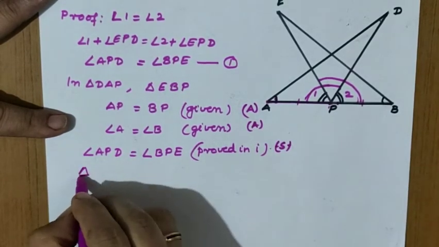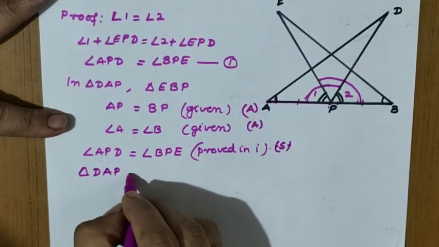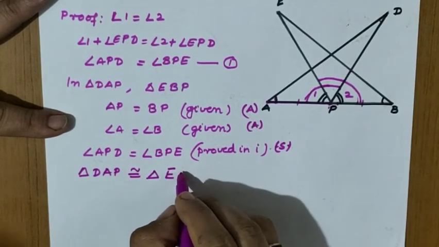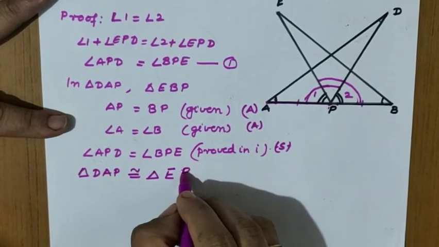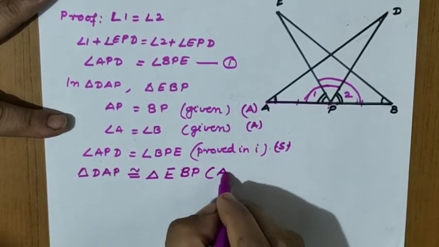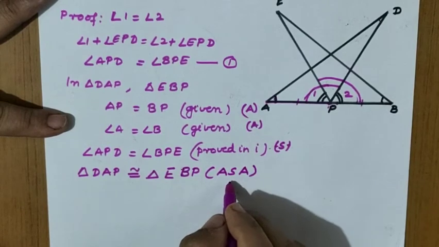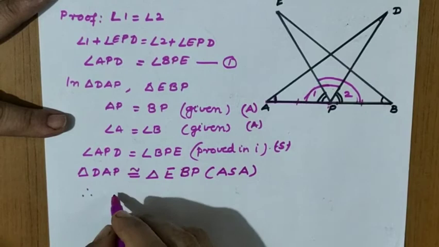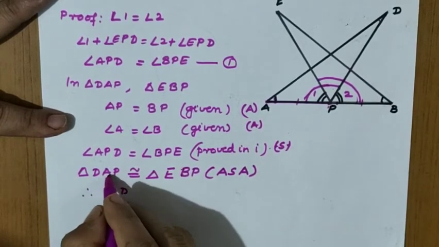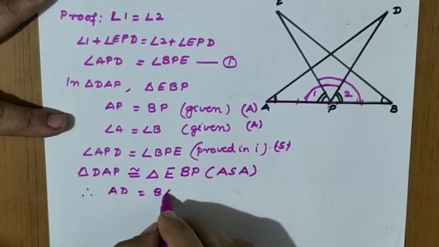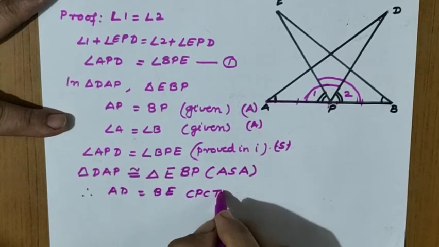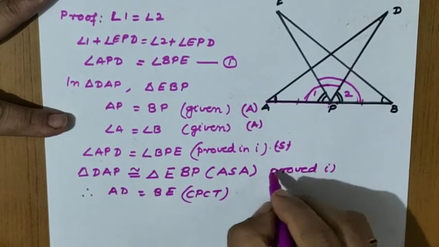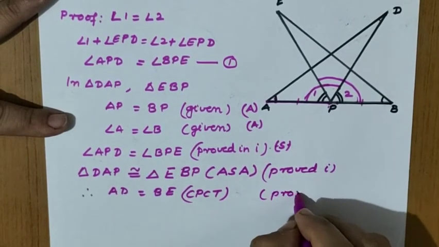Okay, so triangle DAP, without thinking of the order we can write, because the question itself asks triangle DAP congruent to triangle EBP. Criteria ASA. Why is S the middle? It is the included side. Therefore, what is to be proved next? AD equal to this side, AD equal to BE. CPCT. So here I should write proved 1, and here I should write proved 2.